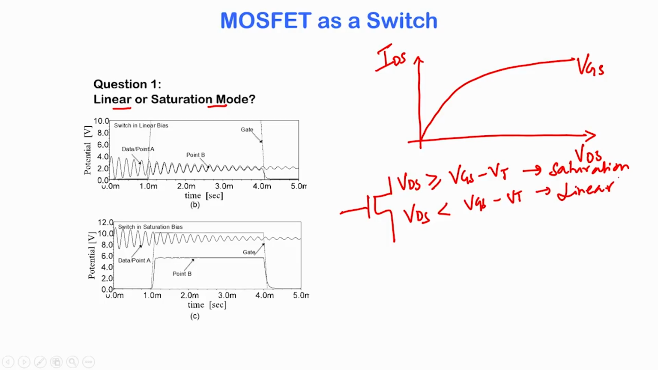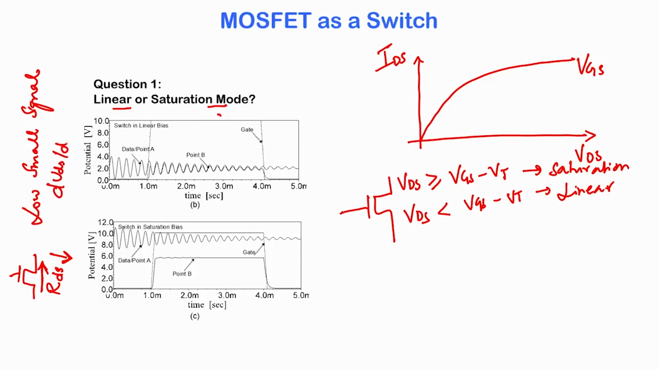Now, what is the property of an ideal switch? The ideal switch should have a low resistance when it is turned on or when the switch is closed. So, this is the resistance of the switch. This is RDS, let us say, and it is desirable that this resistance be low. And now the question we are asking is, do we bias it in linear or saturation mode of operation for having a low small signal resistance? So, what do you mean by small signal resistance? It is dVDS by dIDS.